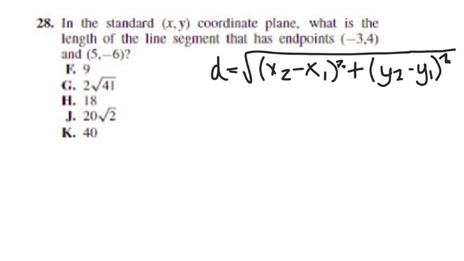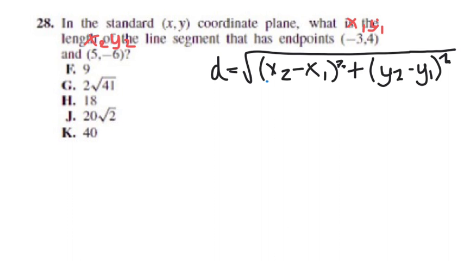Just like with midpoint and slope and all that, I would go through and label your points x, y, x, y. For the distance formula, you might want to label one of them x1, y1 and the other one x2, y2. Then start plugging in.